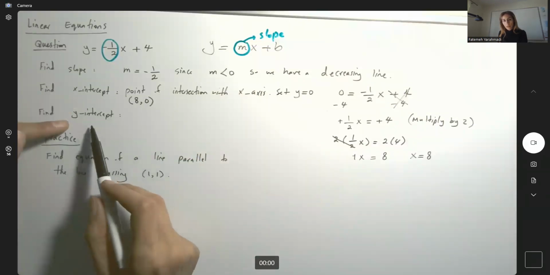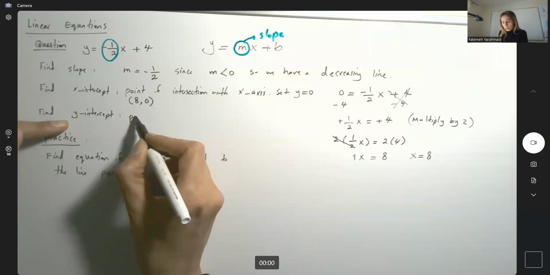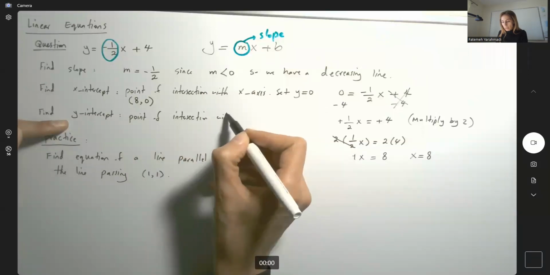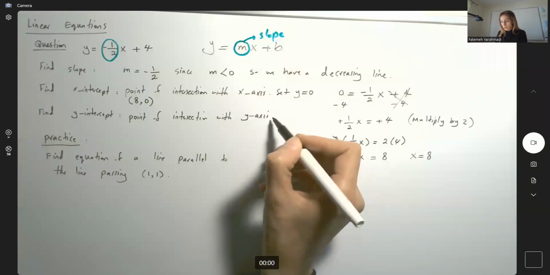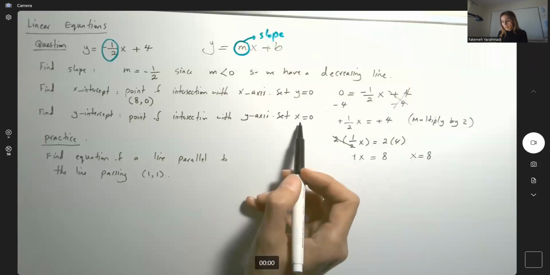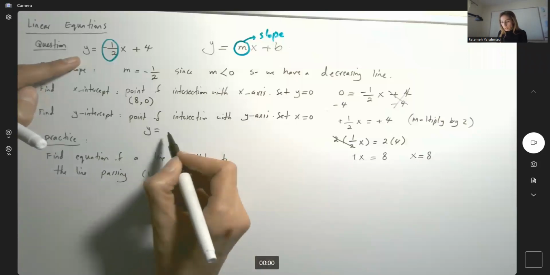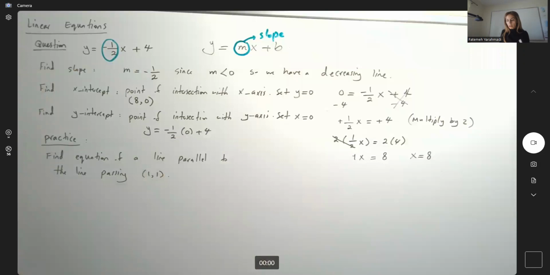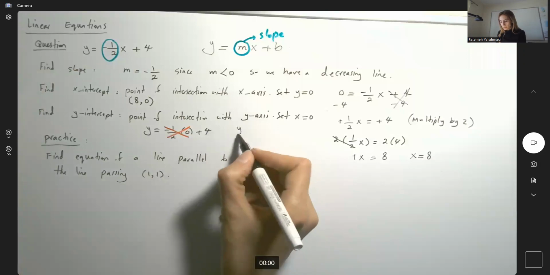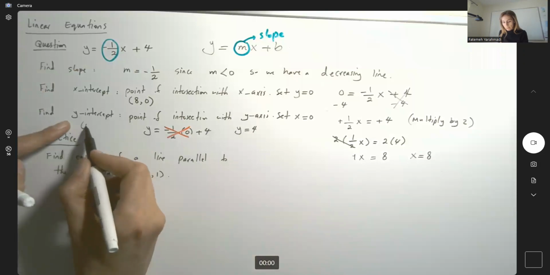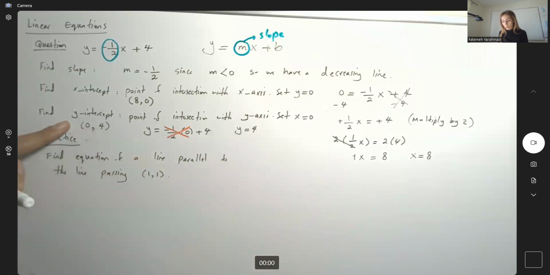What about the y-intercept? The y-intercept is the point of intersection with the y-axis. So what are you going to do? You're going to set x equal to 0. When x is equal to 0, your y becomes -1/2 times 0 plus 4. But any number multiplied by 0 is 0. So y becomes 4. My y-intercept as a point has first coordinate 0 and second coordinate 4.